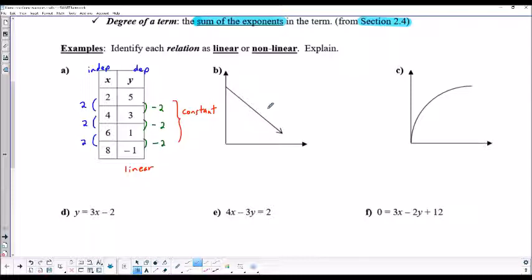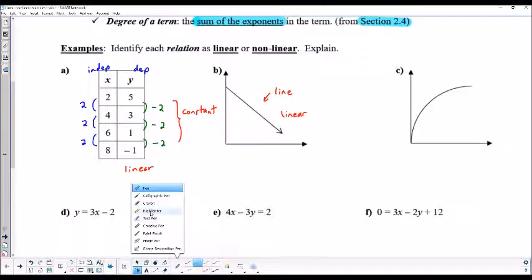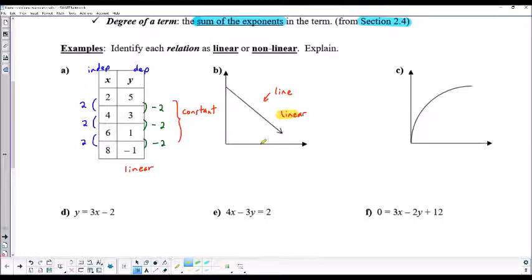Part B, we're looking at a graph. Well, we can tell that's a line. Okay, so since that is a line, we know that it is a linear relation. And we know also that line is the root of linear. So therefore, that makes it a little bit easier to determine as well. Over to C, well, this is not a line. Okay, so it's not a line. Therefore, we say it's nonlinear.